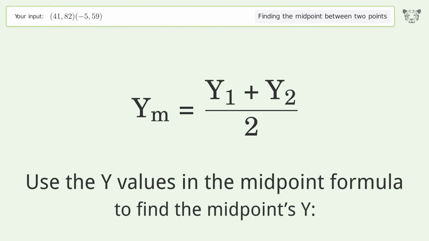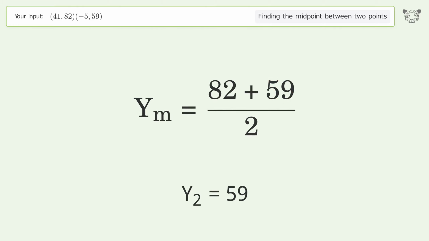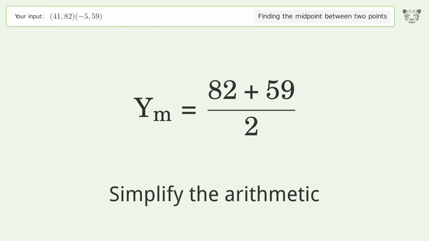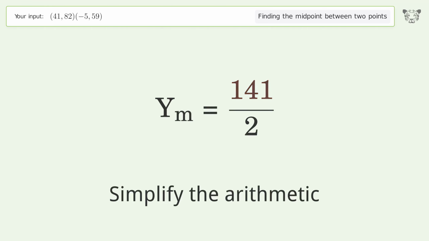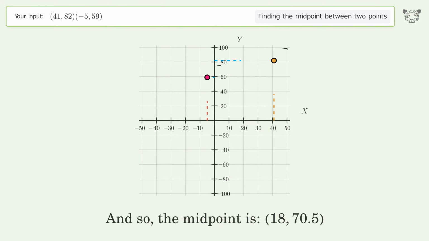Use the y values in the midpoint formula to find the midpoint's y. y1 equals 82. y2 equals 59. Simplify the arithmetic. And so, the midpoint is 18, 70.5.